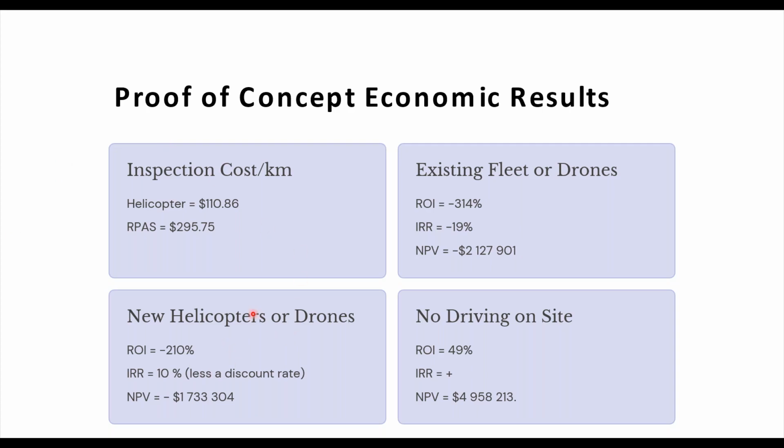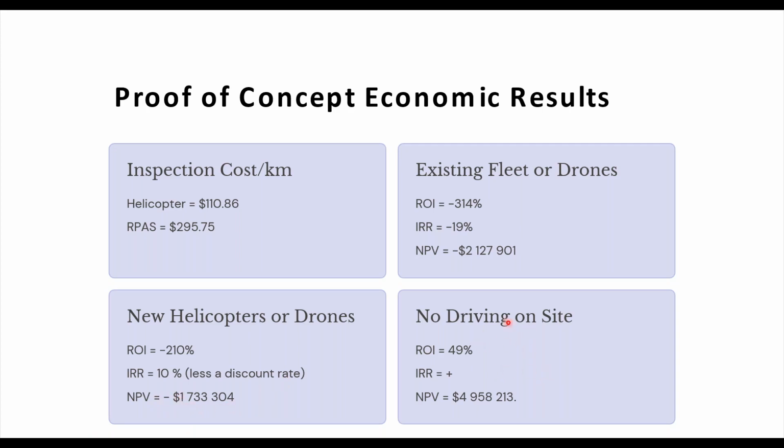So we looked at if we buy new helicopters or invest in new drones. We look at a longer time frame now, which was 25 years, which is mainly the lifespan of our helicopters. We still see that we have a negative ROI, which tells us that this investment will not yield good results. Even though IRR is positive, it's less than the discount rate, which means with the net present value, you're still losing money. That's why NPV is negative here.